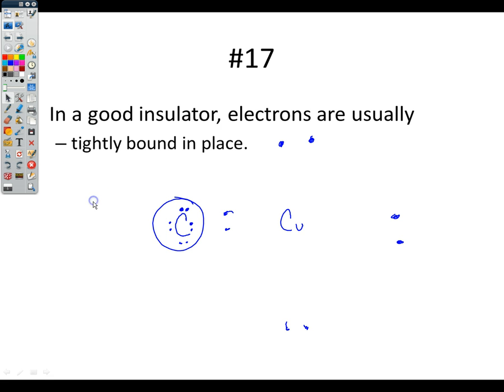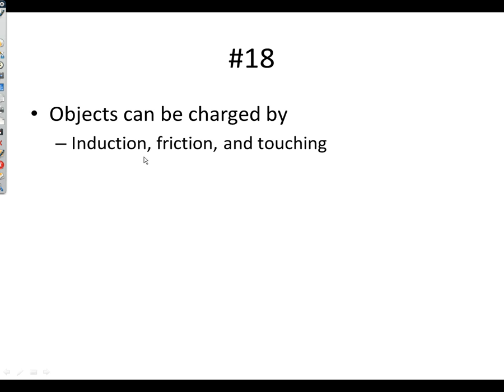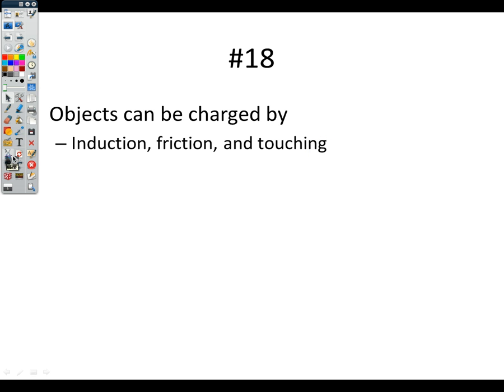For number 18, objects can be charged 3 ways. One of them is by induction. That's where I get 2 things close to each other. One is friction, so if you rub your hands together. And the last one's touching, where you're not making any friction, you're just touching something, kind of like if you touch your finger to the end of your nose, same type of thing.